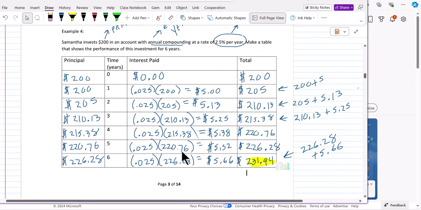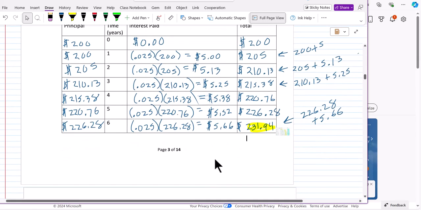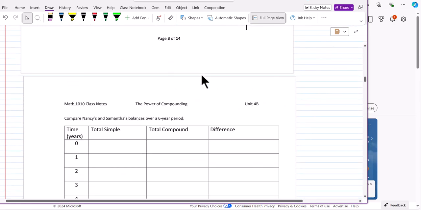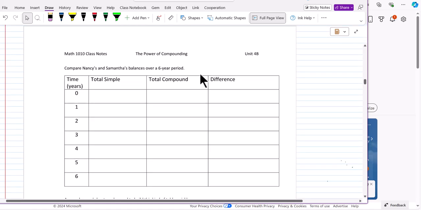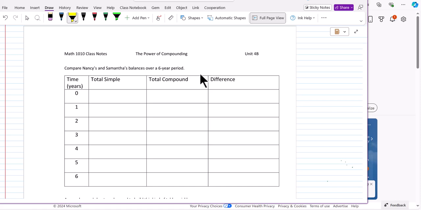Now on page 4, what we'll go ahead and do is look at this. I was going to show you, you can do this on a spreadsheet. I'm not going to do the spreadsheet in class because that's not something that you're going to have to know how to do. But if you've ever used Excel before, you can make a spreadsheet that could create this chart pretty quickly. Okay, so what I want to do is compare two things. We're going to compare the simple with the total compounding.